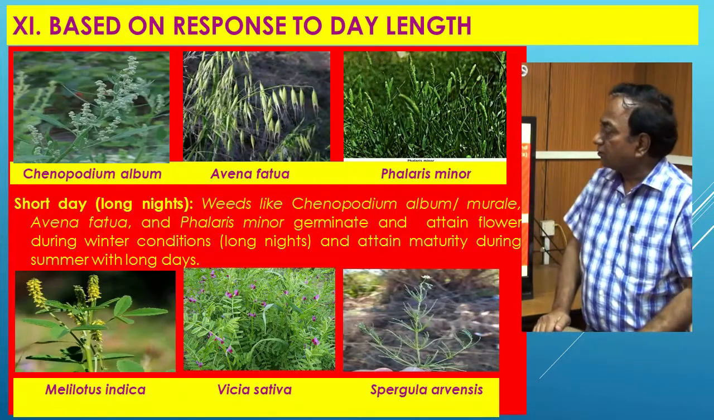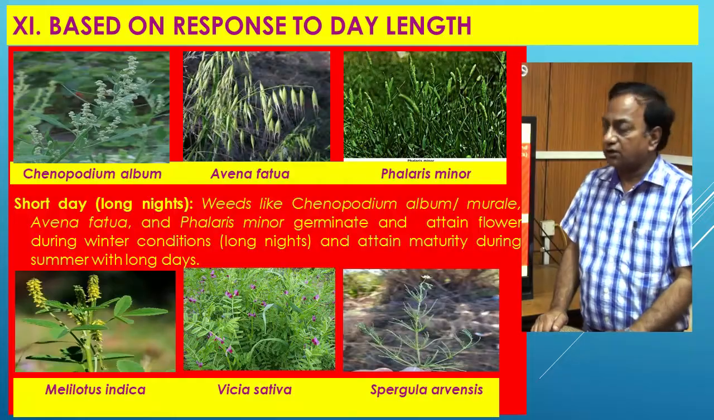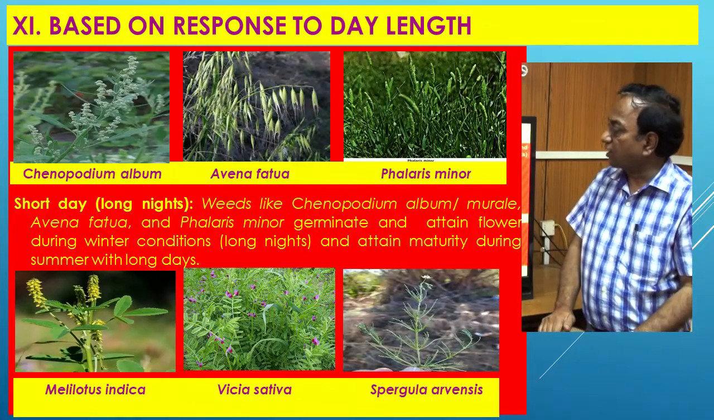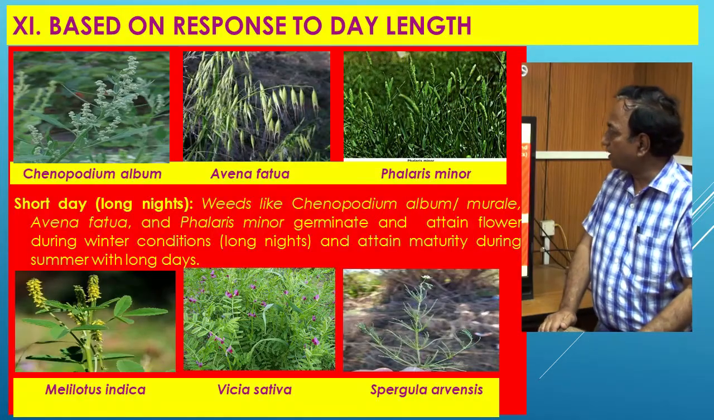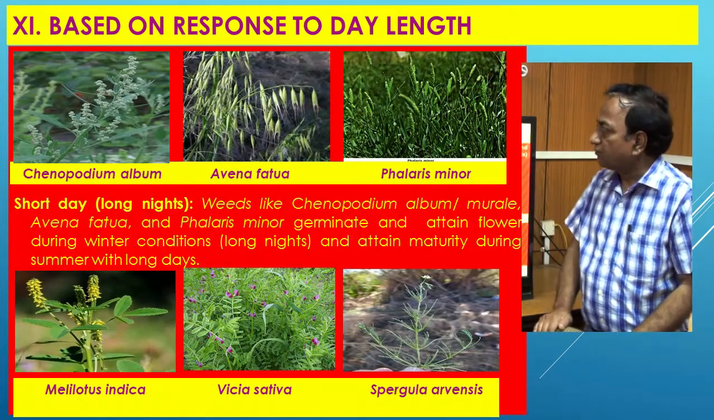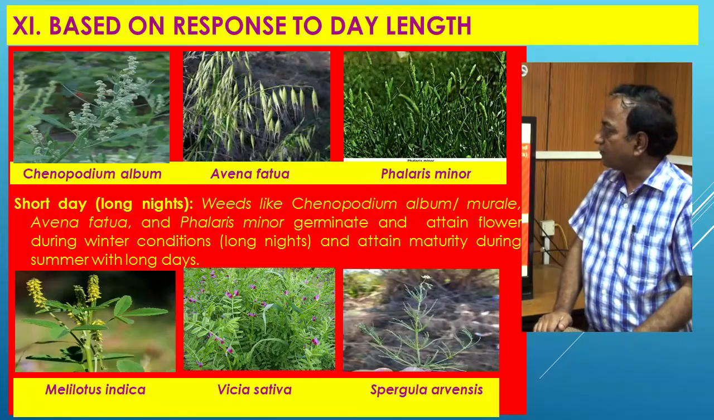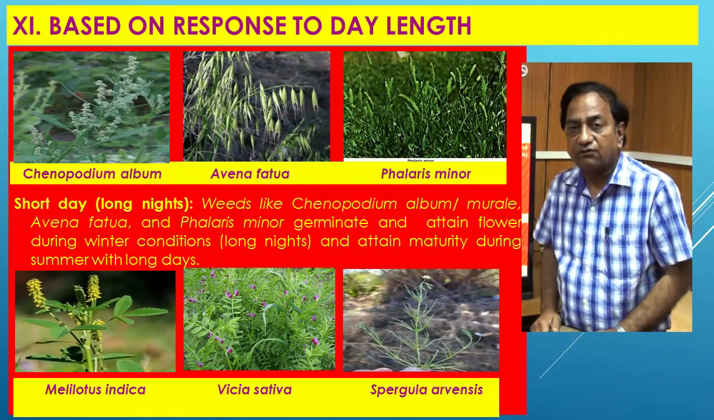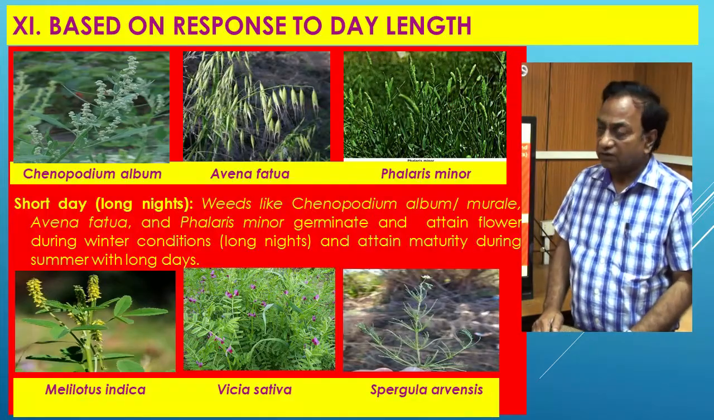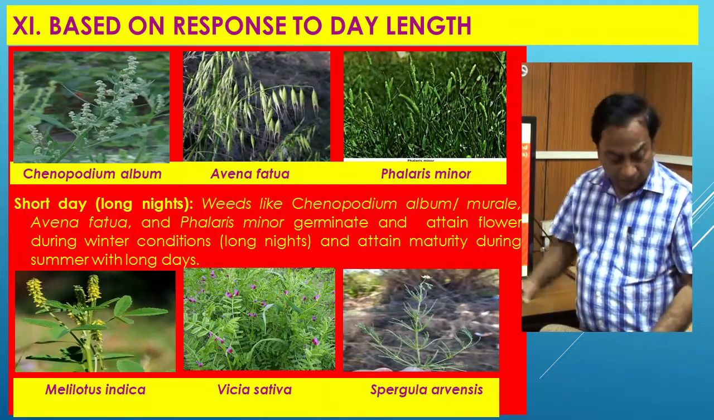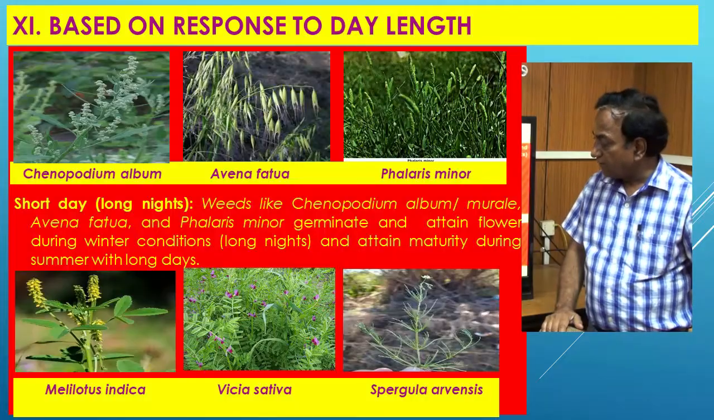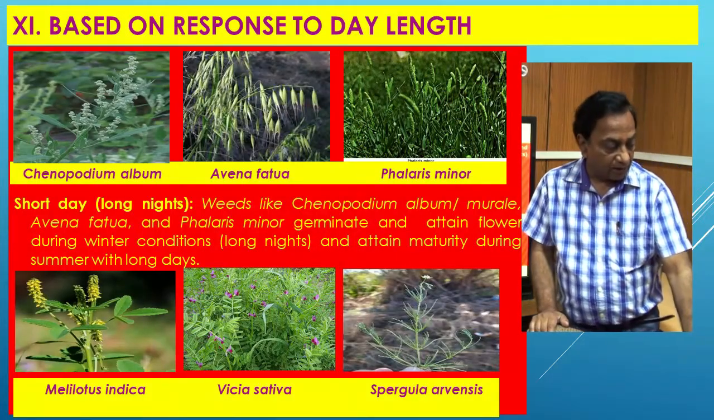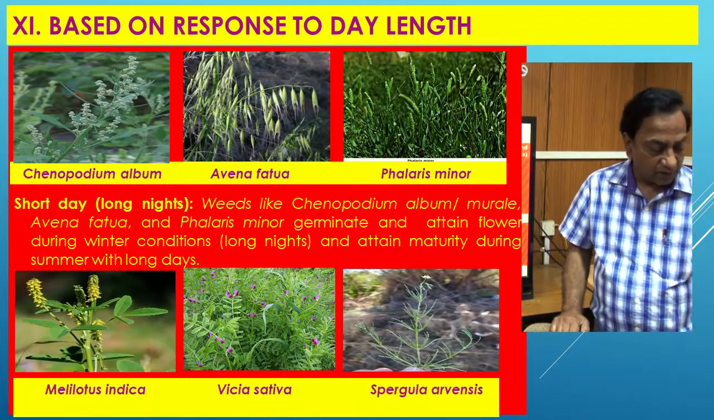Taking the first one, short day means winter season, and in that case the nights are longer. Weeds like Chenopodium album, Avena fatua and Phalaris minor germinate and flower during winter conditions. So this is the significance of winter season weeds. Examples are Chenopodium album, Avena fatua, Phalaris minor, Melilotus indica, Vicia sativa and Spergula arvensis.